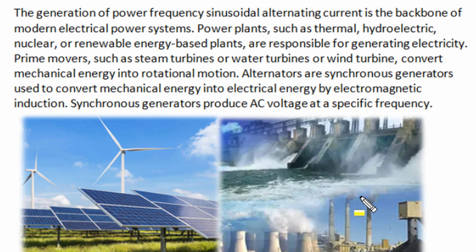Generation of power frequency sinusoidal alternating current is the backbone of the modern electric power system. Almost 95% of total electrical energy generated, transmitted, distributed or utilized is alternating current in nature, and power plants such as coal thermal plants, hydroelectric plants, nuclear power plants or renewable energy based plants, whether wind energy or solar photovoltaic, all ultimately generate sinusoidal alternating current for transmission and distribution.